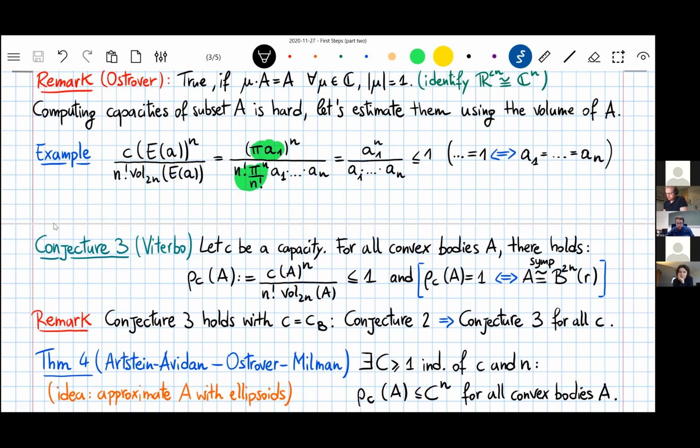And so one expects that this conjecture 3 holds up to some error. And this is actually what Artstein-Avidan, Ostrover, and Milman prove. They show the inequality with some constant, which does not depend on the capacity or on the dimension, but still what remains open is to prove that this constant can be taken to be equal to 1.